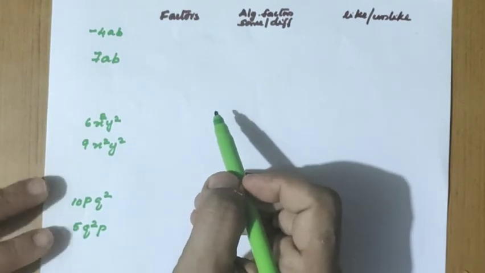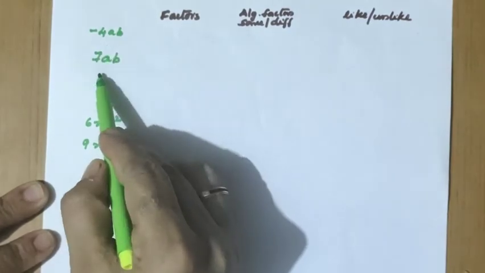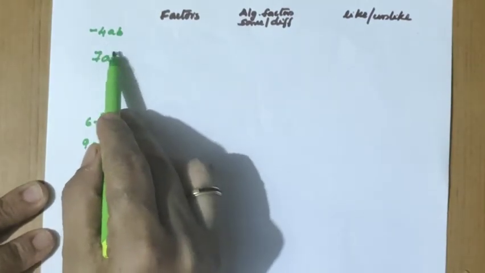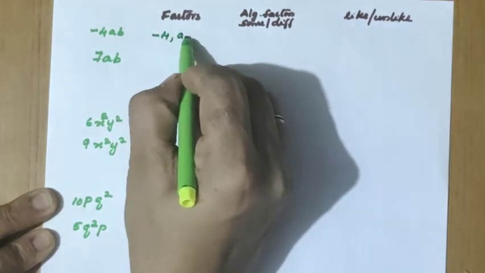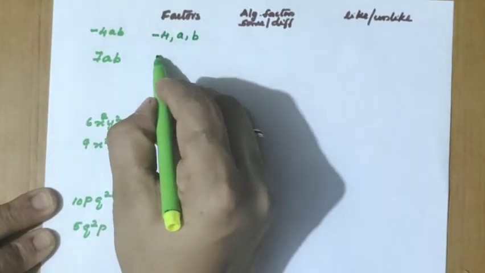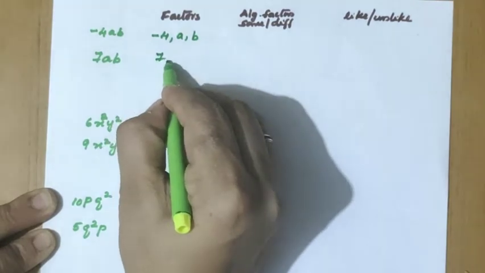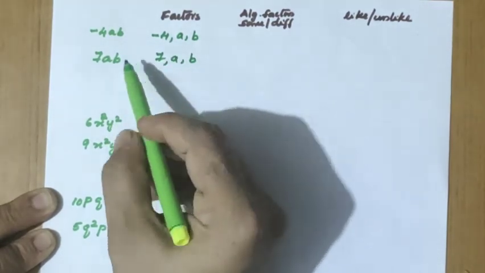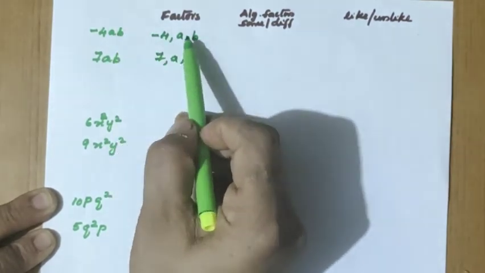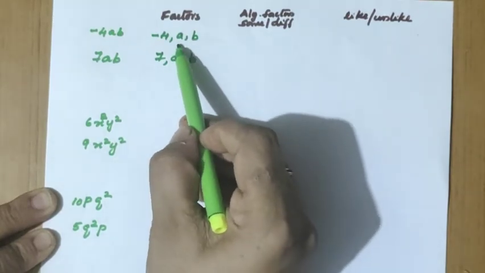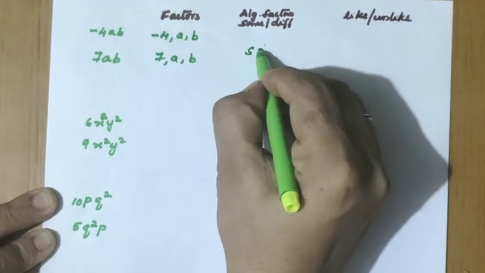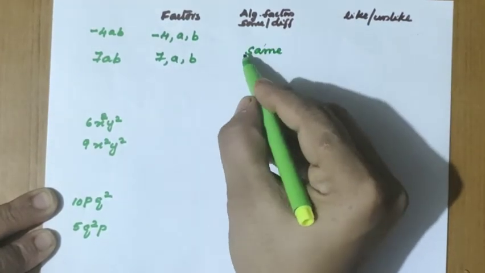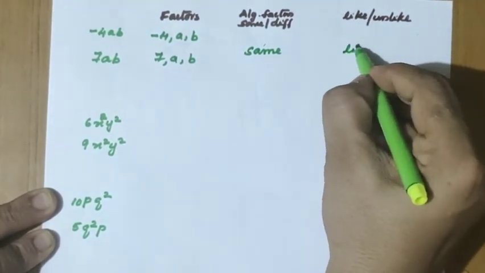So, today's example starts with minus 4ab and 7ab. What is the first step? Write the factors: minus 4 comma a comma b. For 7ab, what are the factors? 7 comma a comma b. Now the question is, what are the algebraic factors? The algebraic factors are ab here and ab here, so they are the same. If the algebraic factors are the same, they are called like terms.